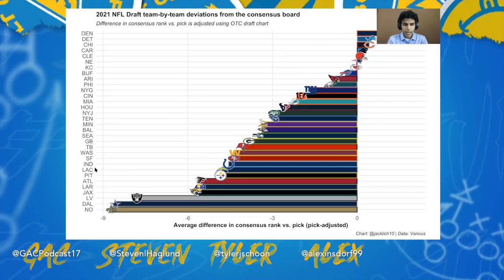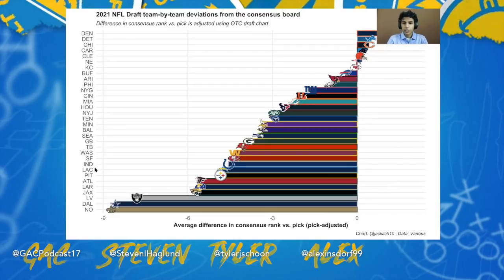So right off the bat, the Chargers are pretty low when it comes to this graph, but the first two picks that they made, Rashawn Slater and Asante Samuel, I don't think really factor into this. I think Rashawn Slater went actually a little bit later than expected compared to the big board. Asante Samuel definitely went a little bit later compared to where he was on the big board. I'm pretty sure he was ranked in the late 20s, maybe early 30s. And for him to go at pick 47, that was a steal.